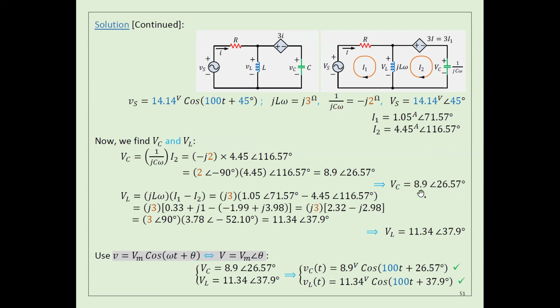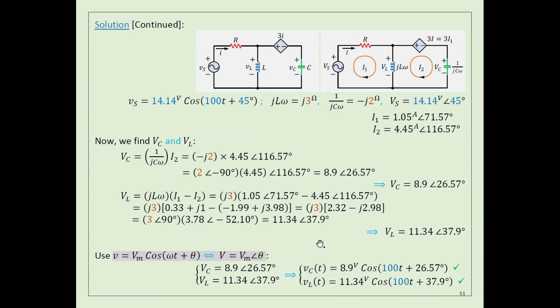Since it's in the complex domain here, to convert it to the time domain, as you see, I'm going to take this one: omega t plus this angle here. And then for VL, it's actually omega t plus this angle here.